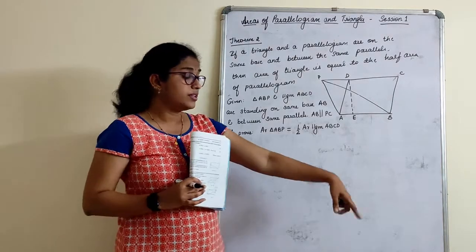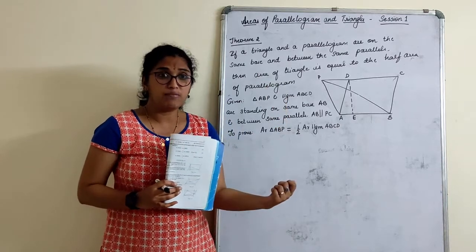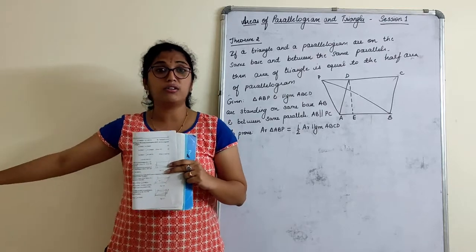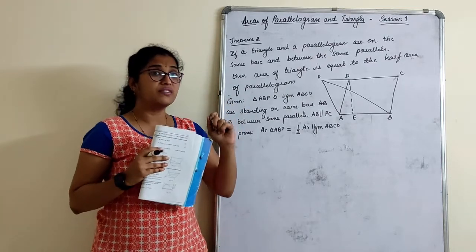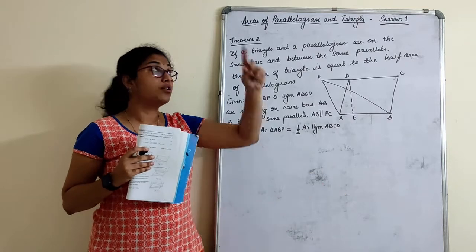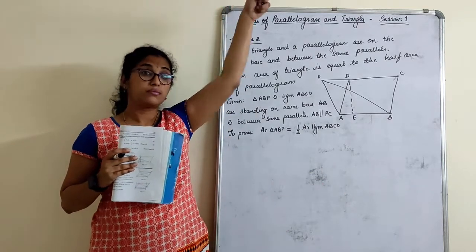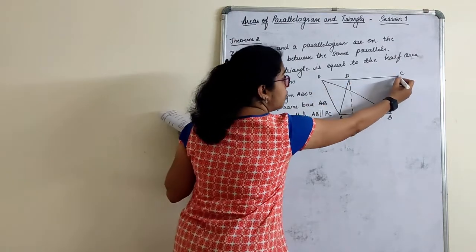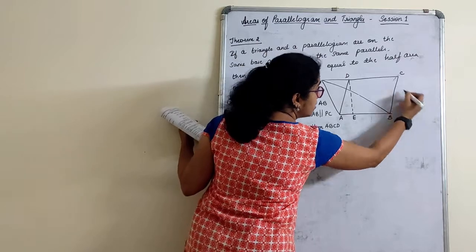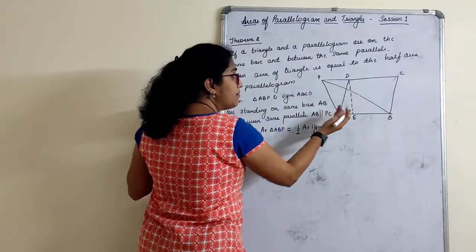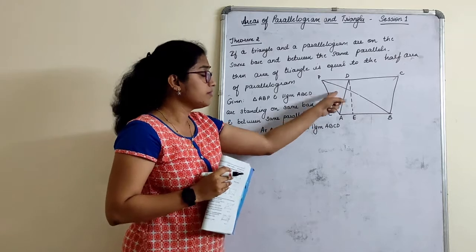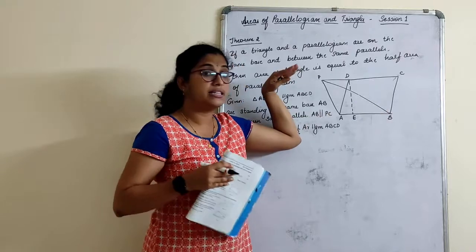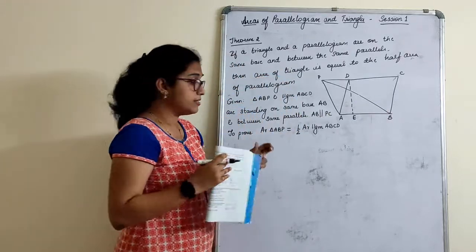So from wherever I measure, the height should be the same, children. Even if I measure from that end corner, or from this end corner, or from here, whatever I measure from the floor to the roof, a straight, perpendicular line, that is the height. That means even if I take an extension here and then draw the perpendicular, that will be the height of the parallelogram as well as the triangle. Why? Because they are standing on the same base and between the same parallels.